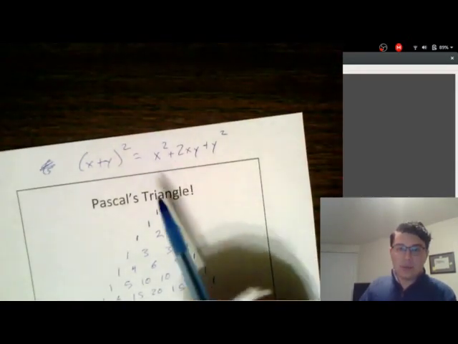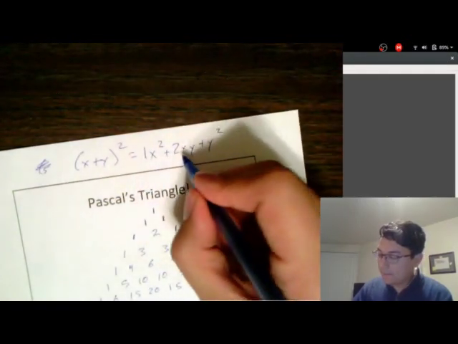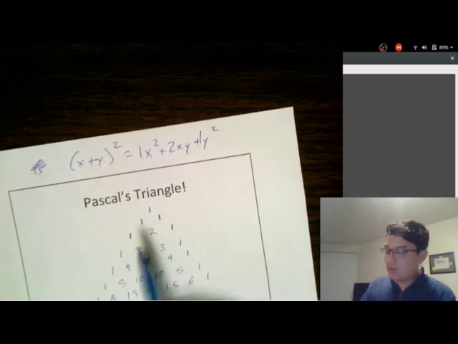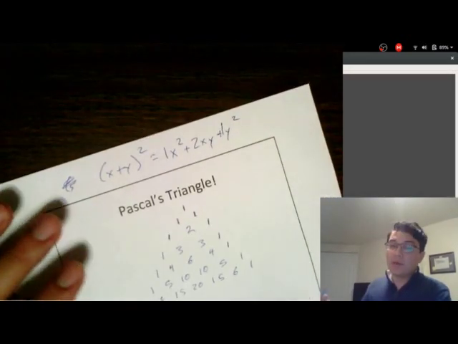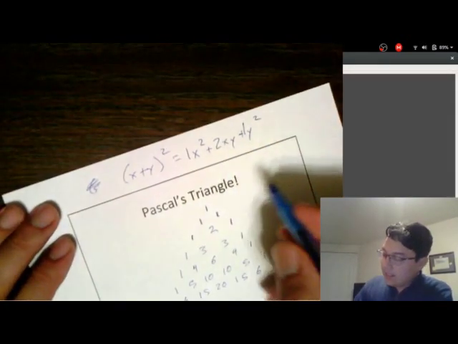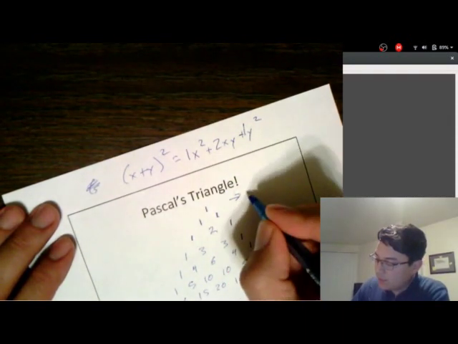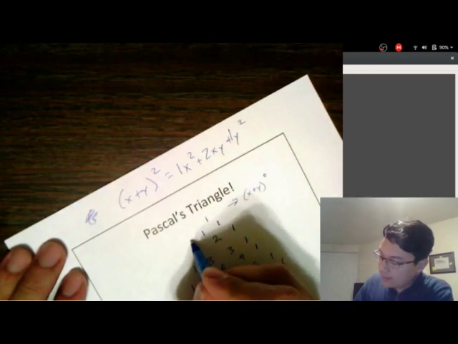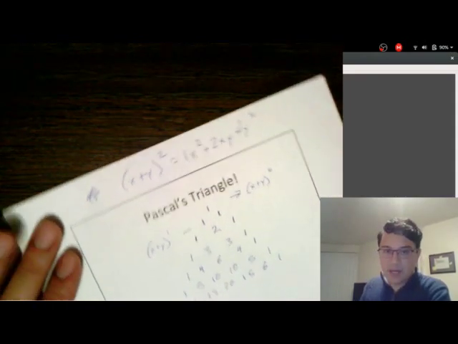You will notice here that there are coefficients to these 3 terms. We have 1, 2, and 1, which you might notice is also the same as here: 1, 2, and 1. So here's really what you need to get out of this. This one right here is what you get when you have x plus y to the 0 power. This one is what you get when you have x plus y to the 1st power.